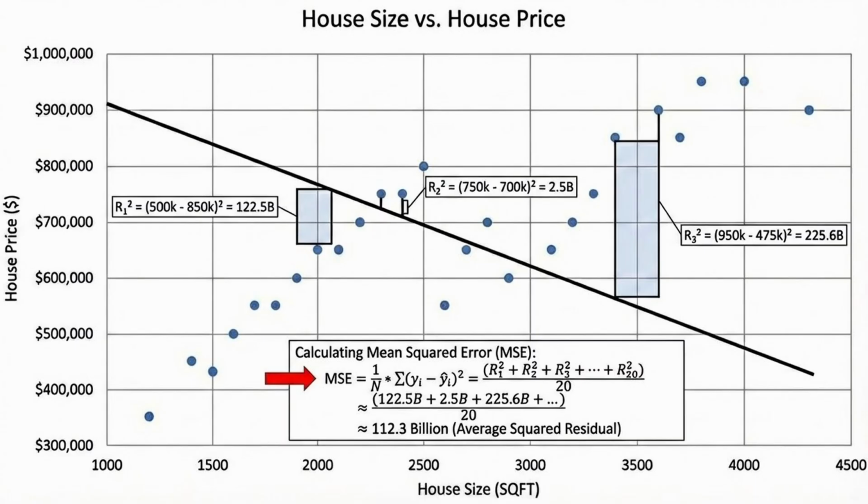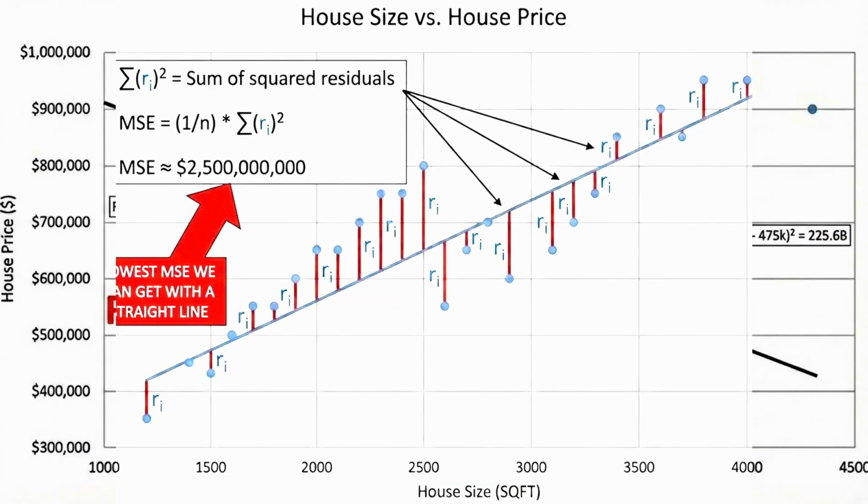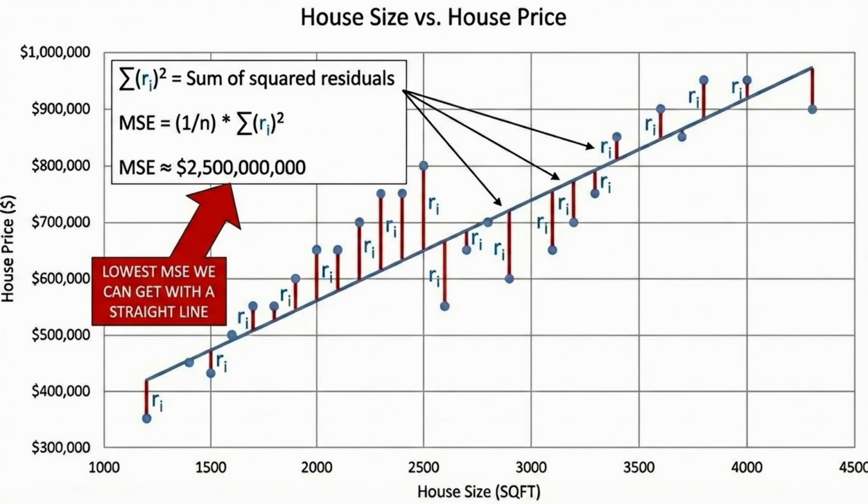A high mean squared error is bad. It means the line is far away from the dots. A low mean squared error is good. This means our predicted line is close to the dots. The end goal of linear regression is to find an equation that gives us the lowest possible mean squared error.